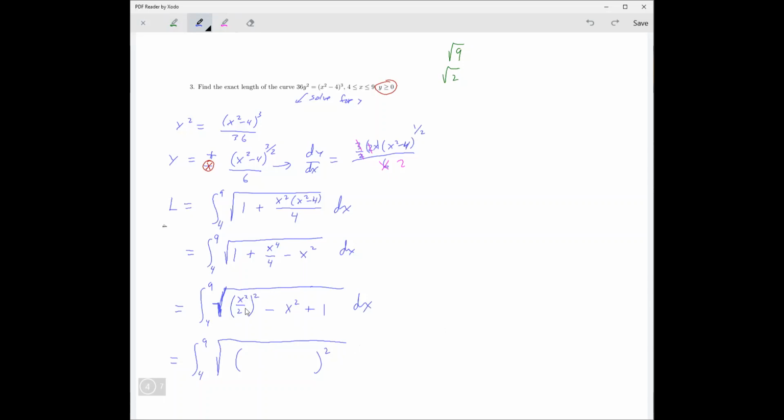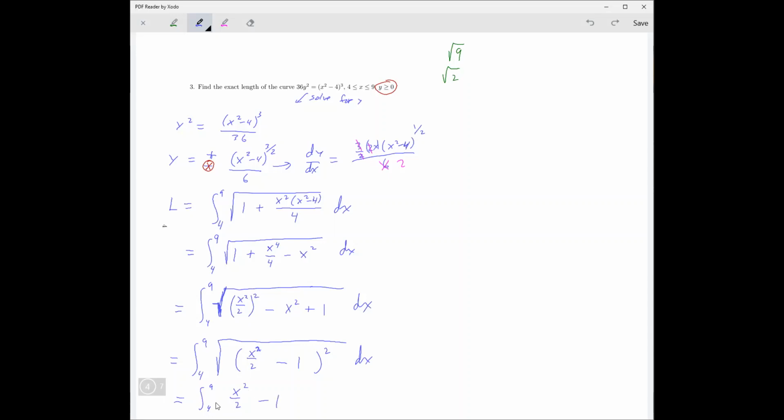This right here factors, and I kind of gave you a little bit of a hint, into x squared over 2 minus 1 quantity squared. If you multiply this out, you get exactly what's inside here. And then the square and the square root just cancel each other off. Yay.